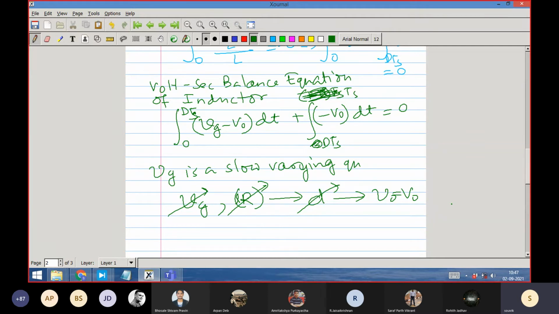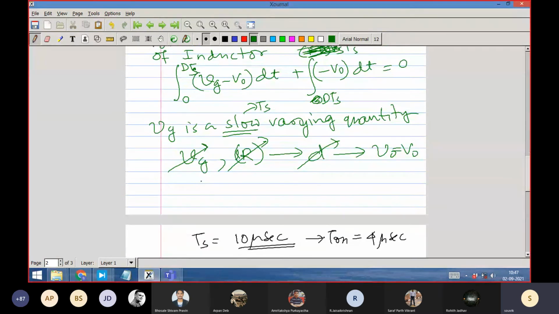If you take a solar PV panel, does it not vary? It also varies as per the radiation. So the input voltage varies, but it is a slow varying quantity. That means its speed is not as fast as the switching period. That is the assumption we are making here. It is slow with respect to the switching period TS, so during TS we don't assume that too much variation is there.